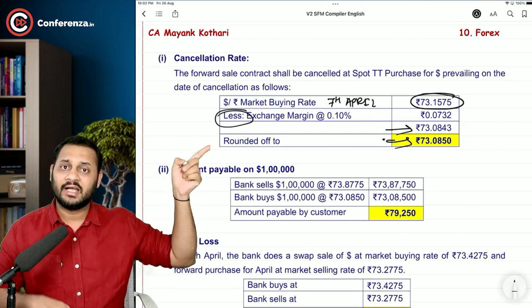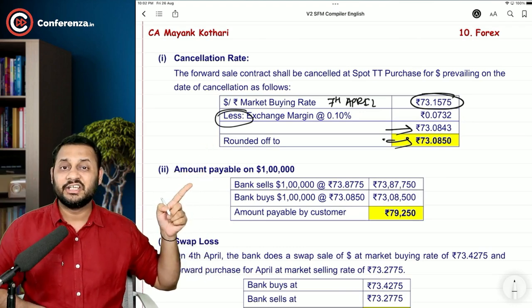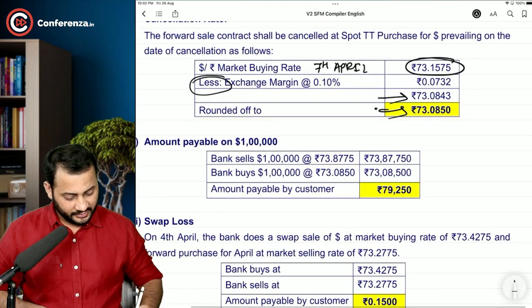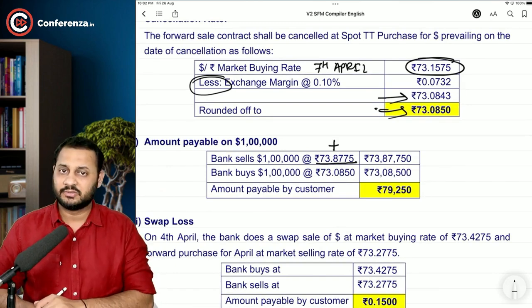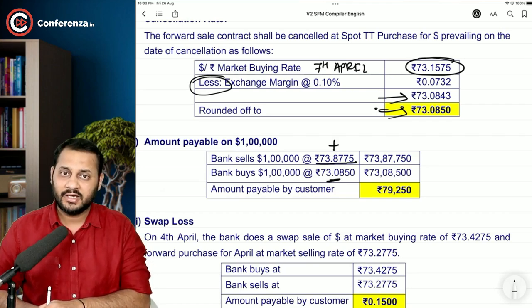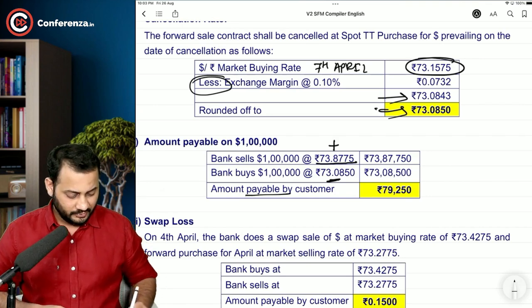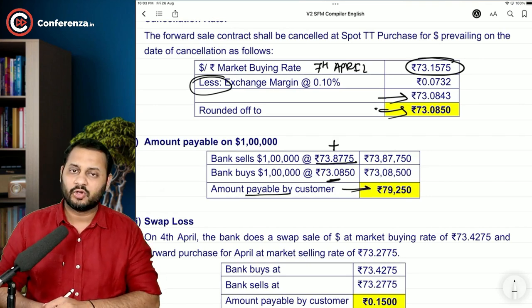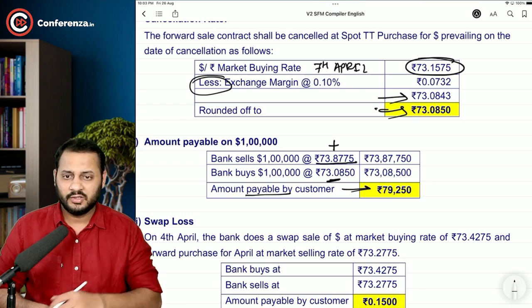Now this rate and the contracted rate will give you the cancellation charges. The contracted rate was 8775. The bank was about to receive this much. Now the bank is buying at this much. And you can clearly see the bank should get more money from the customer. And the amount payable by the customer comes to this much. For $1 lakh, 0.7925 is the loss.